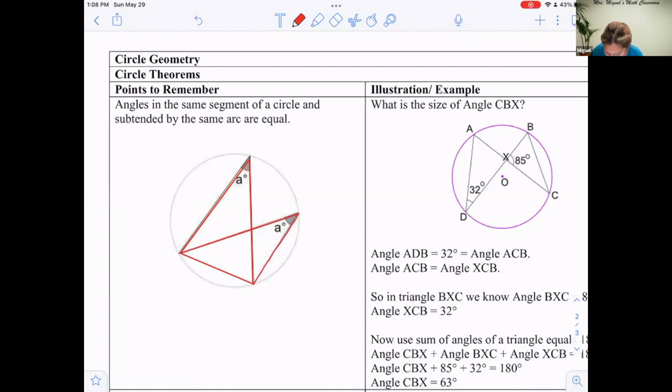What do I mean by a segment? A segment is a part of a circle, and the chord separates a major segment from a minor segment. So if we look at this here, this part is small, so we call that the minor segment. This other piece here, this is the bigger part, and that is called the major segment. So these two angles are on the major segment and they are equal.